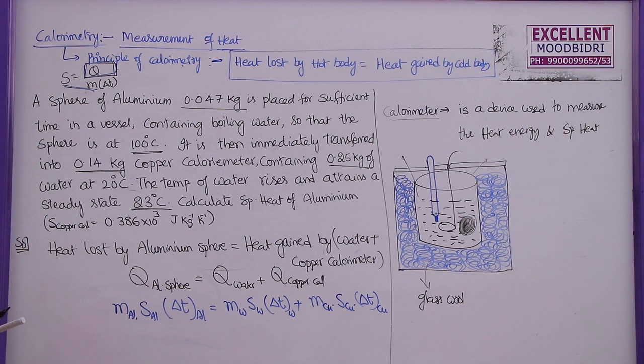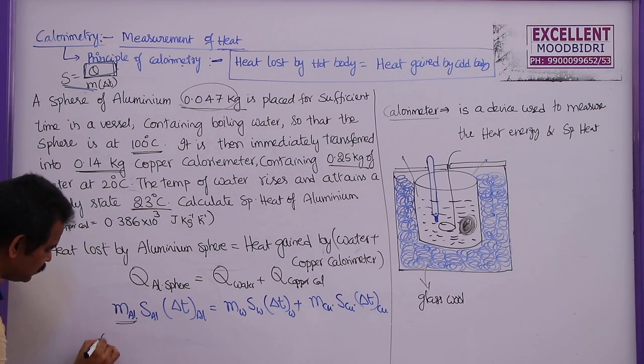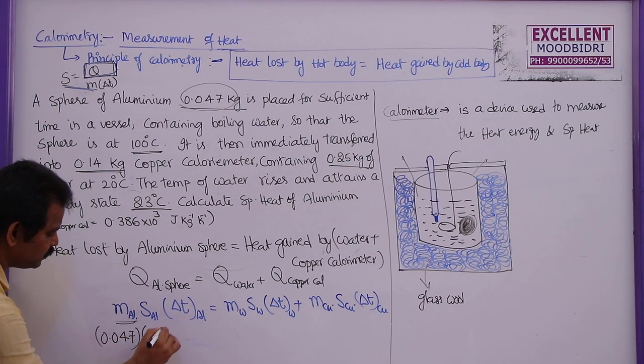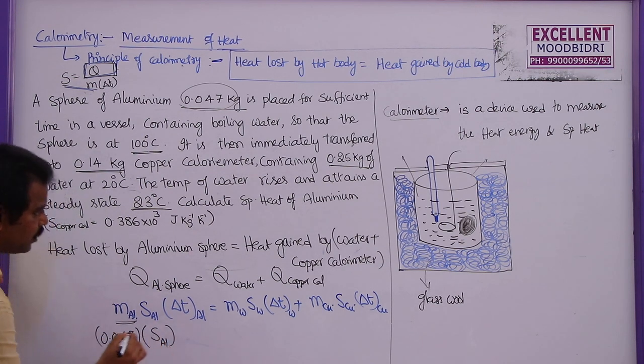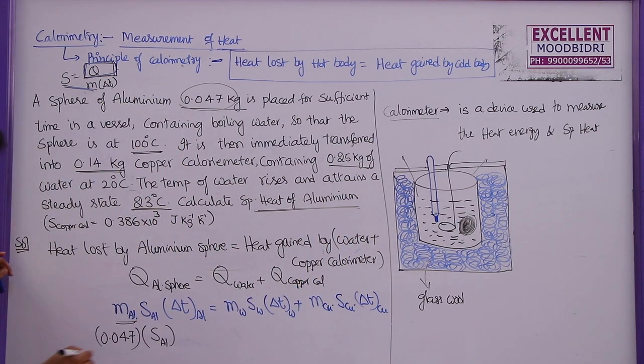Now let me substitute the values. Before writing this one I need to write the data before substituting. What is the mass of aluminum in this problem? A sphere of aluminum is this much. So I am writing this as 0.047, and the specific heat of aluminum, that only we are finding. I am finding specific heat of aluminum. This is the unknown value.